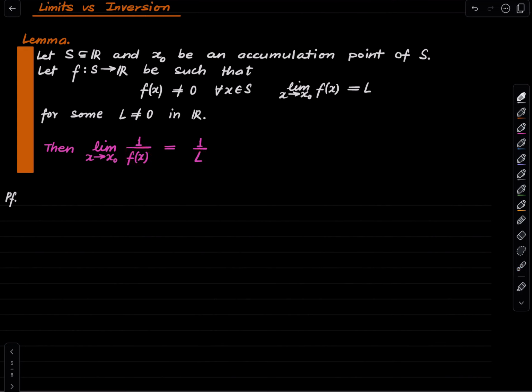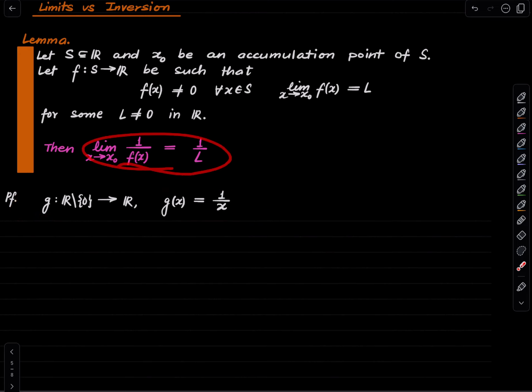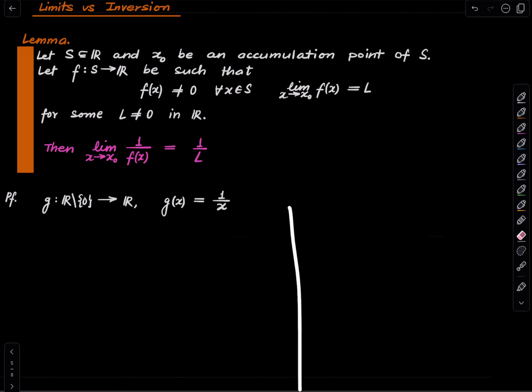And what is the proof of it? Just use the previous proposition with g as 1 upon x, so the domain of g is T in the previous proposition. Apply the previous proposition, and immediately you'll get this. So I'll not write the details.